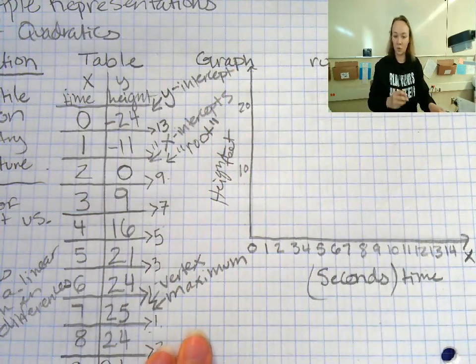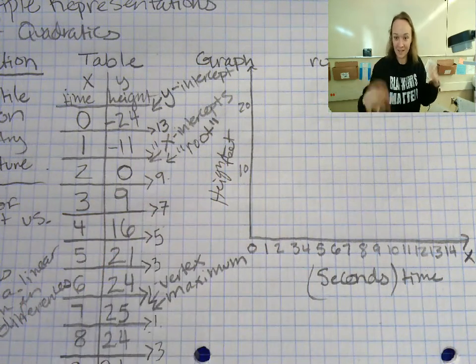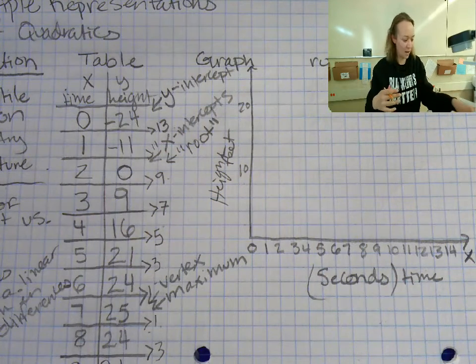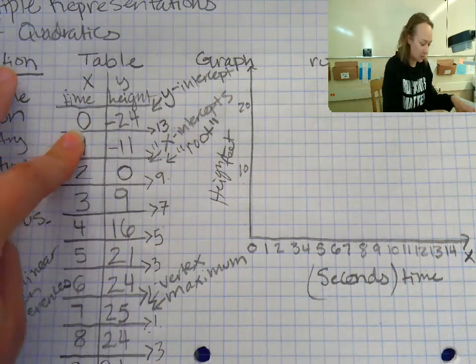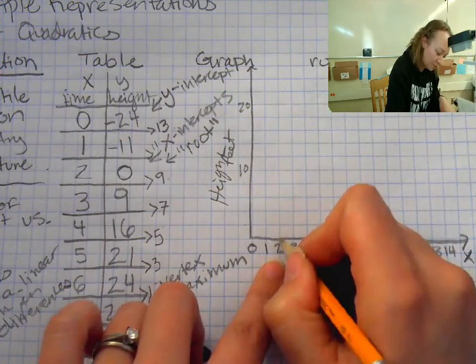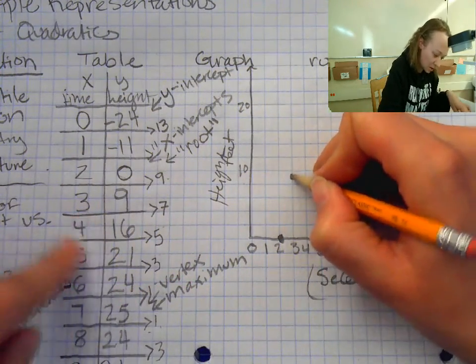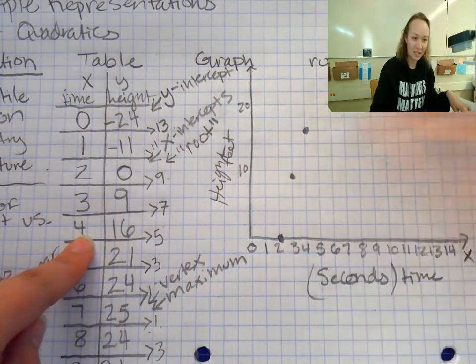Great. So now we're going to go ahead and plot the points. I've only included the first quadrant because our domain says that any negative values don't make sense with this context, right? So even though I have some negatives in my table, I'm not going to graph them because they don't make sense with the context. So I'm going to do 2, 0. I'm going to do 3, 9, 4, 16.